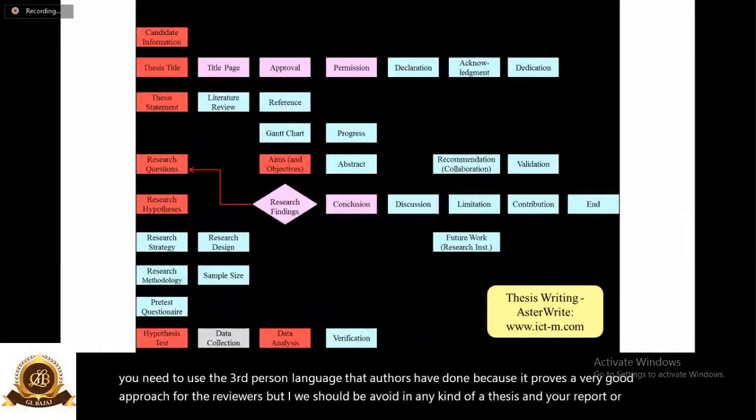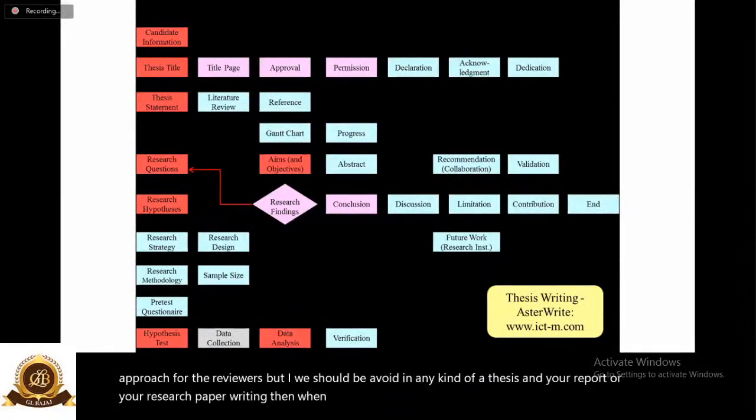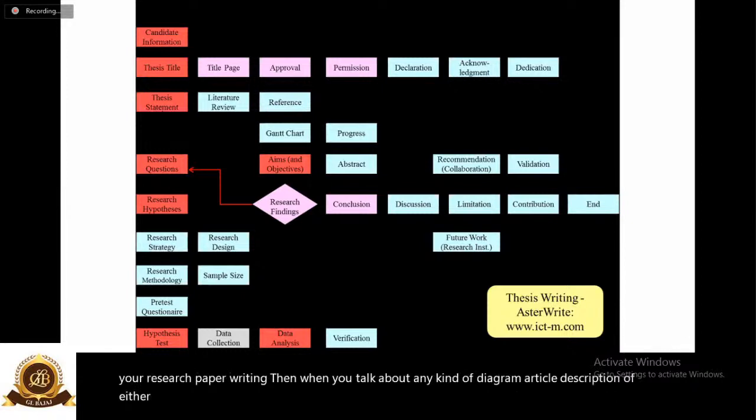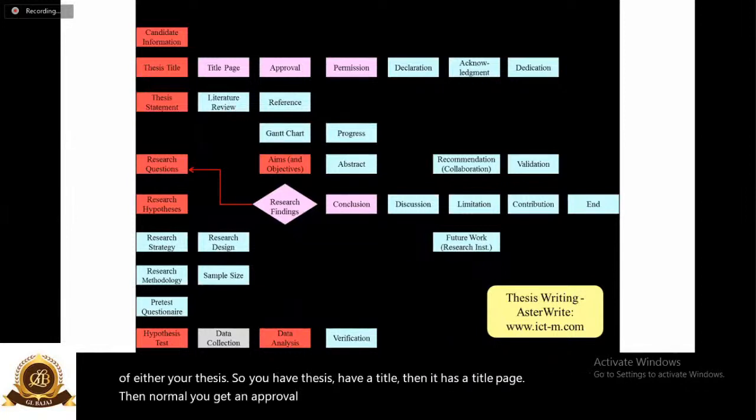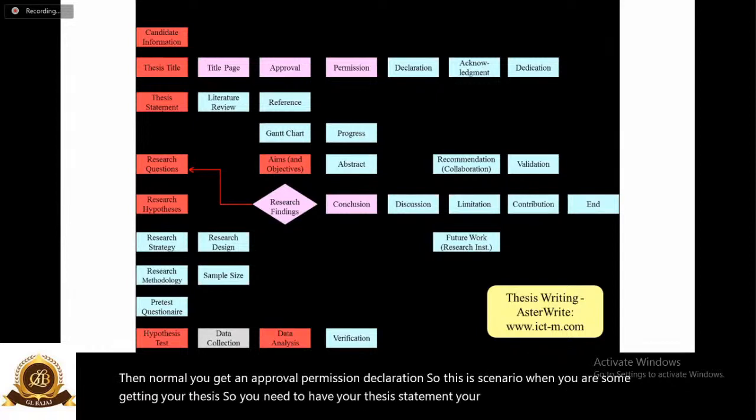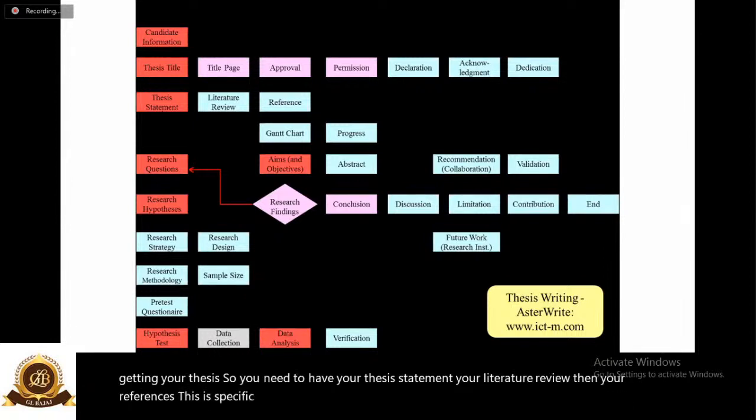Then when you talk about the structure of your thesis, it has a title page, then normally you get an approval, permission, and declarations. This is the scenario when you are submitting your thesis. You need to have your thesis statement, your literature review, then your references. This is specific from a university point of view, because the university gives this information to the students that you have to present your thesis in this particular style.